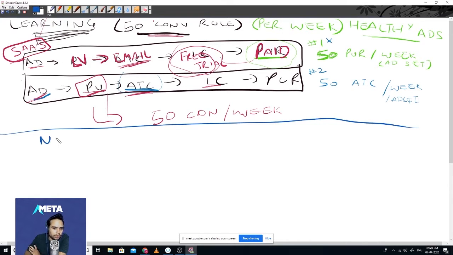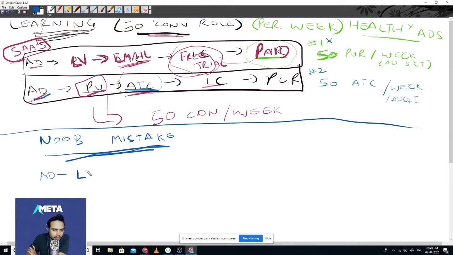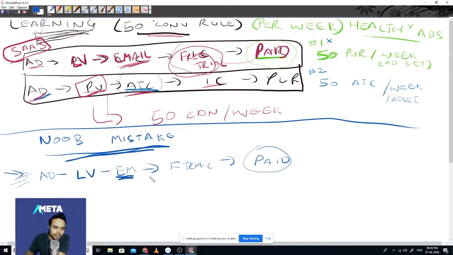So, a noob mistake. If you're not a marketer and you just know how to press a few buttons on Facebook Ads Manager, what you will do is you will have this kind of a funnel. Let's say ad, then let's talk about SaaS: landing page view, then email, then free trial, then paid.